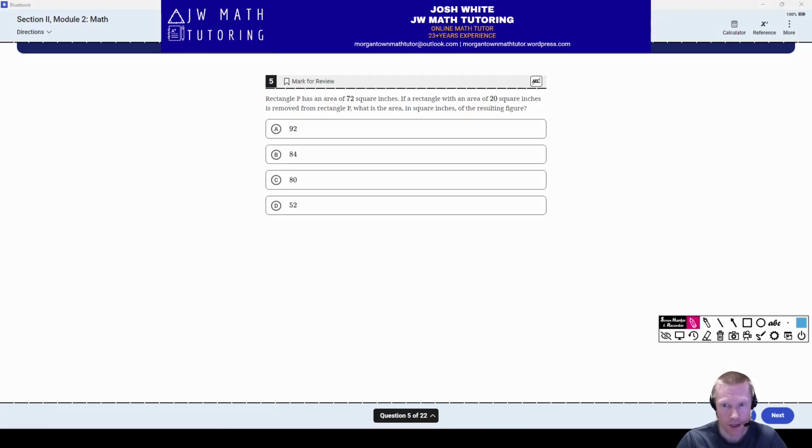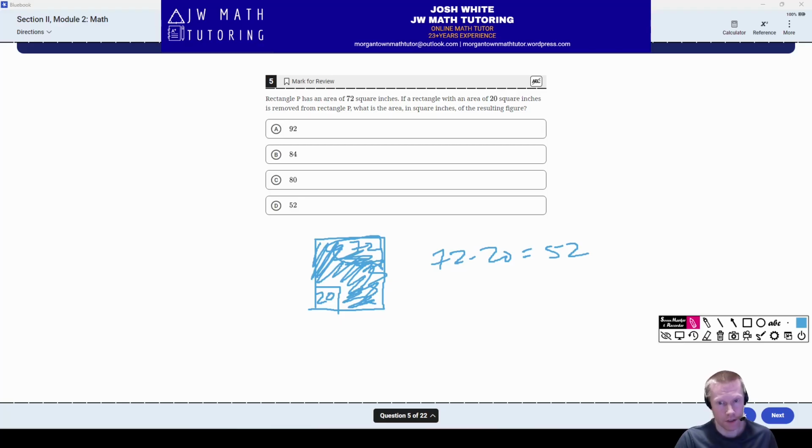Number 5. Here we have a rectangle which has an overall area of 72. Okay, and then we take out another rectangle from it which has an area of 20. So like picture this little corner here, this has a total area of 20. So what is the part that's left after you remove the 20 from it? Well, it's just going to be 72 minus 20, or 52 in total.